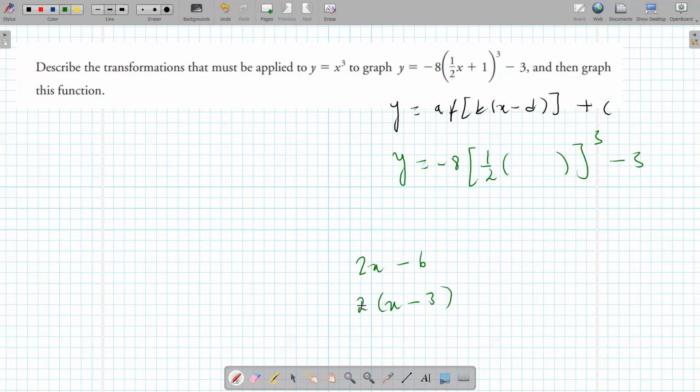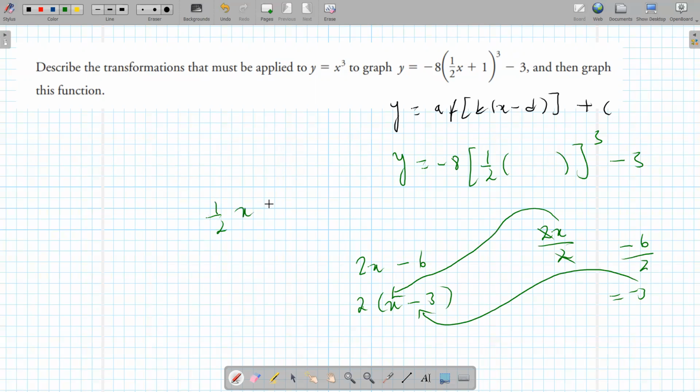When we're pulling something out, you can just divide them individually. 2x over 2 cancels out, so the 2x becomes an x. Then you have negative 6. You're pulling out a 2, you're left with negative 3. Pull out means you're just plucking it out. Now think about it. 1 over 2 x plus 1. We're plucking out the 1 over 2. What am I left with? So 1 over 2 x over 1 over 2. The 1 over 2 is canceled out. You're just left with an x.